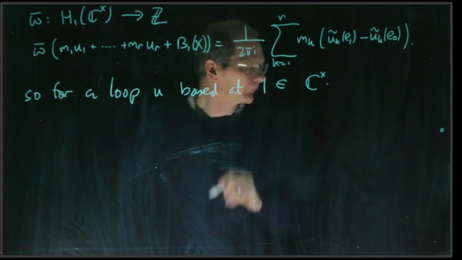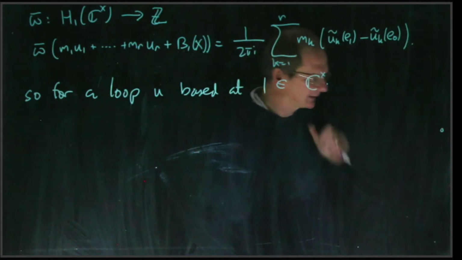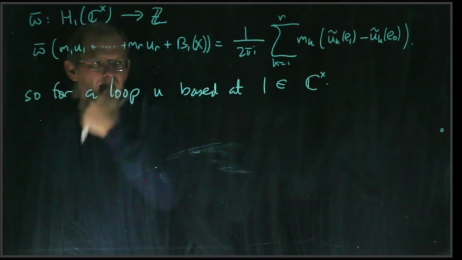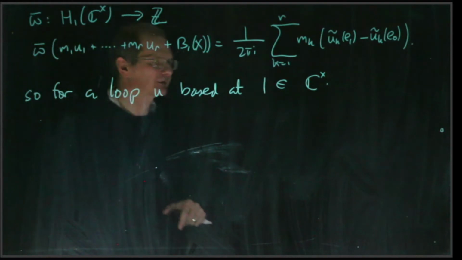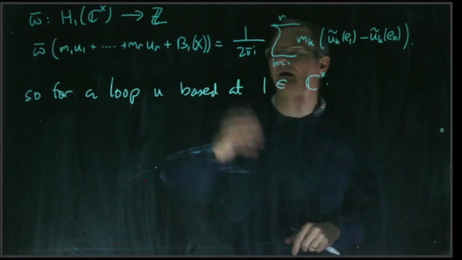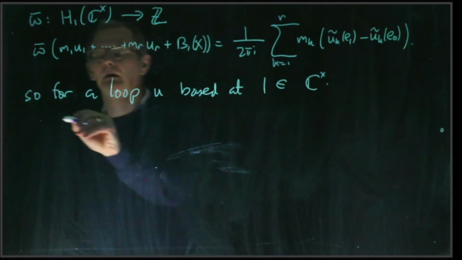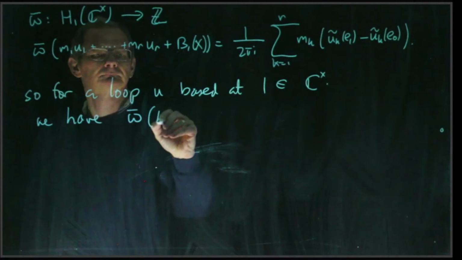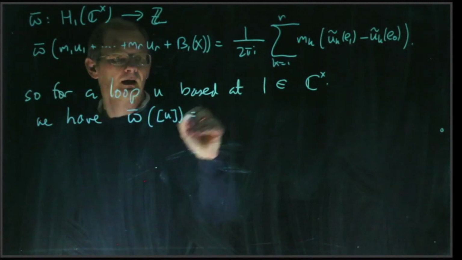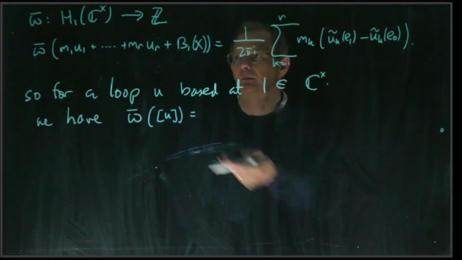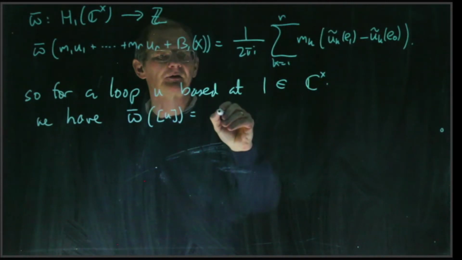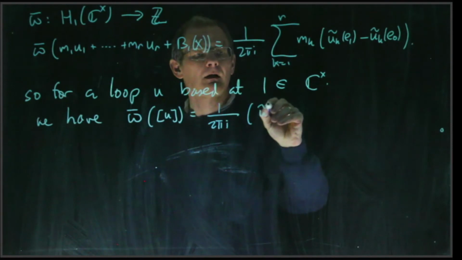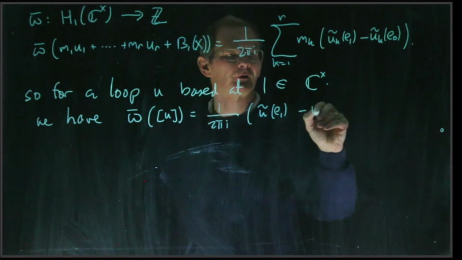And as we proved in the previous video, any element of H1 can be represented by loops. So let's just consider the single case of a loop. In that case, this simplifies down. You just get 1 over 2 pi i times u tilde E1 minus u tilde E0.